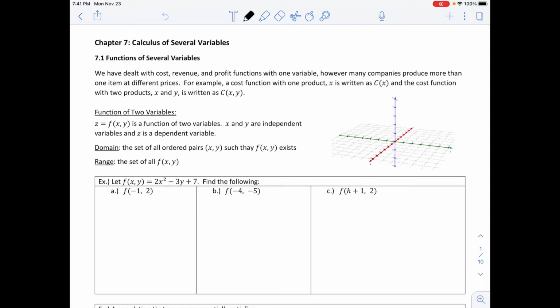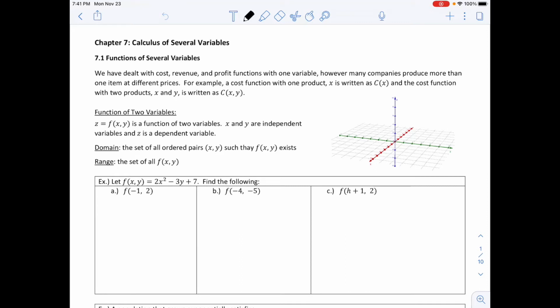We are in Chapter 7, Calculus of Several Variables. Section 7.1 is Functions of Several Variables. We have dealt with cost, revenue, and profit functions with one variable. However, many companies produce more than one item at different prices.